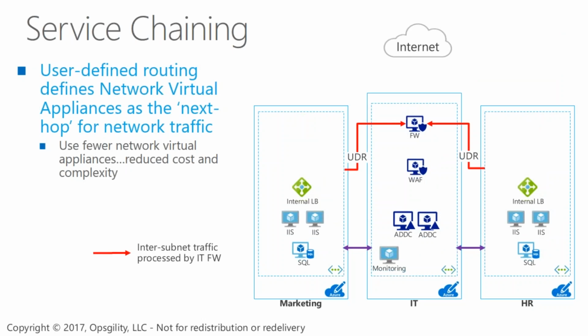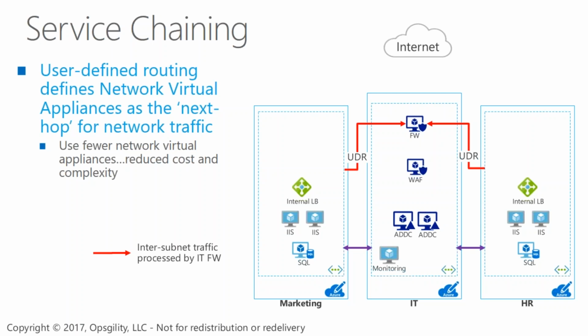Here's another scenario that is useful when we talk about peering. This is called service chaining. Now, in this case, what we're doing is we have set up a peering relationship between marketing and IT and HR and IT, and we are using what are called user-defined routes. And this allows us to define the routing characteristics of the traffic between these VNets.